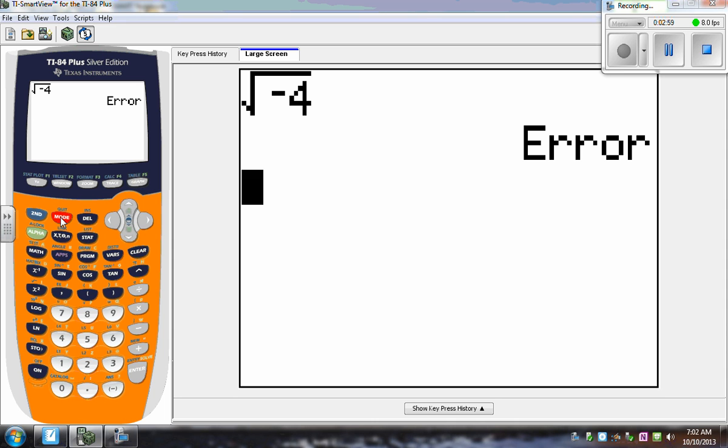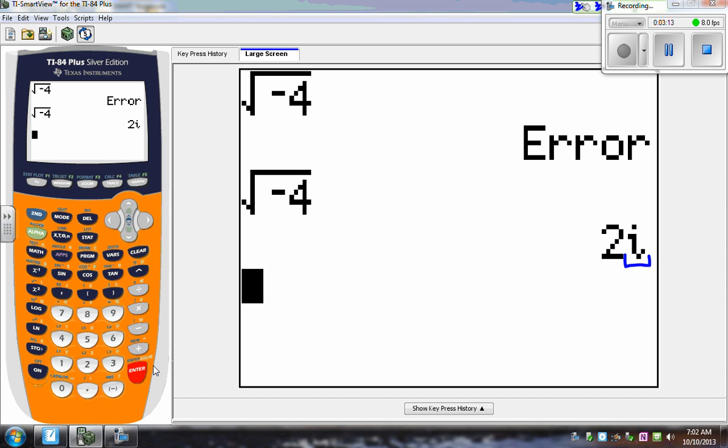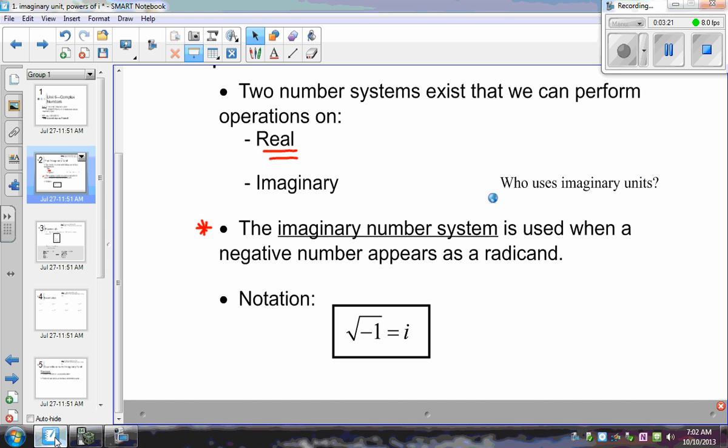To go back to our example that we used, now that we have our calculator turned on to its proper mode, we can actually get answers in that imaginary number system. And you notice the i, the notation of i, is your imaginary number system. And again, all that refers to is dealing with the negative value inside your radicand. Now with that, what we're going to talk about today is just basic operations using the imaginary number system and powers of i.